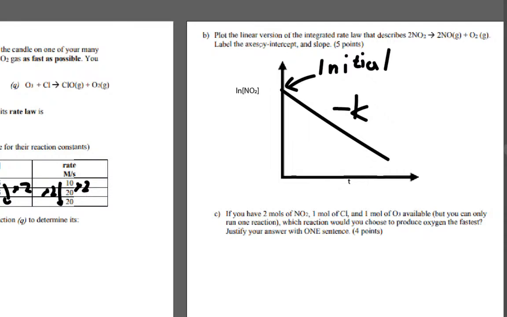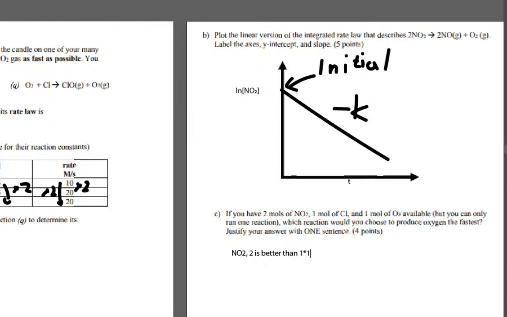No. The volume would be the same. That's for sure. That means it's just basically 1 times 1, which would be pointless. And so 2 would be better. So yeah, I would say it would be NO2. 2 is better than 1 times 1.